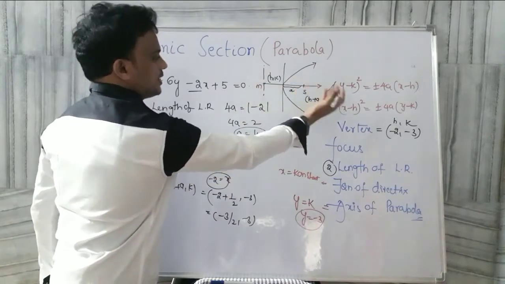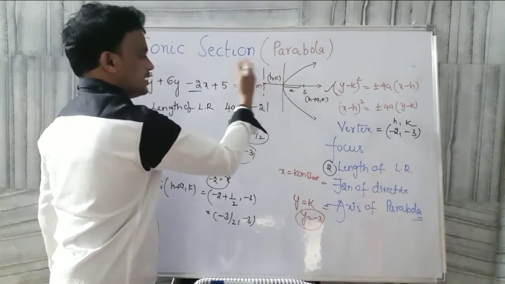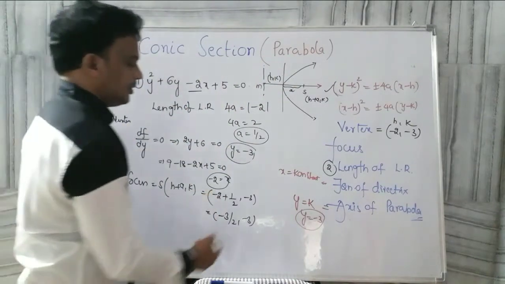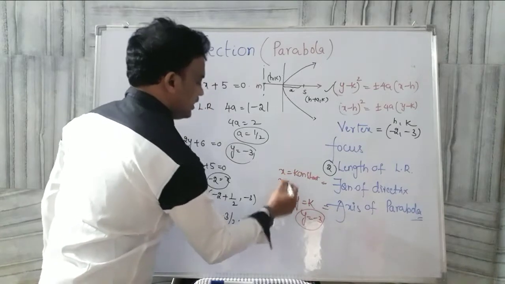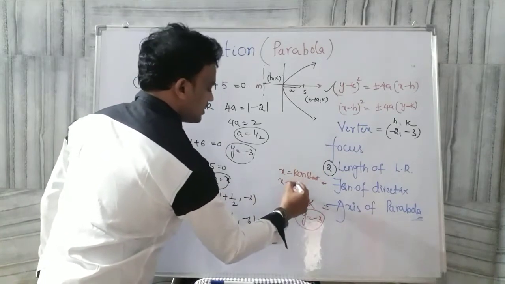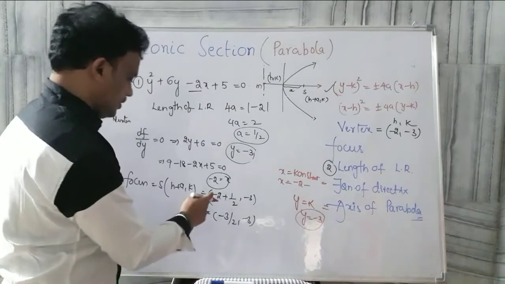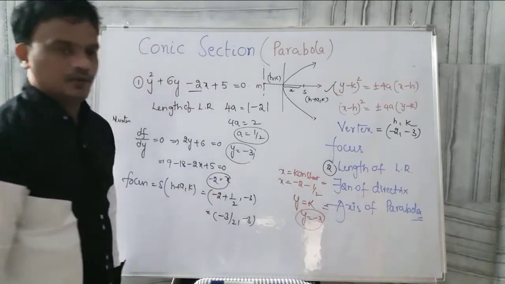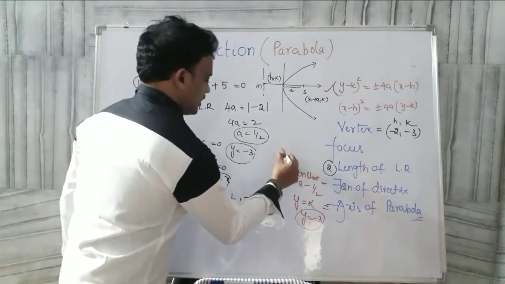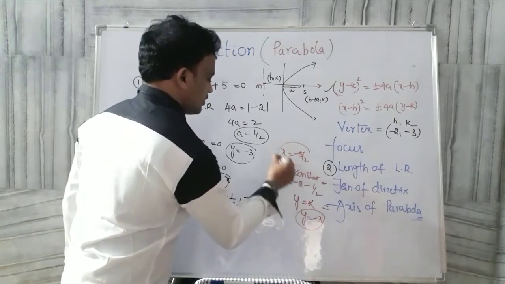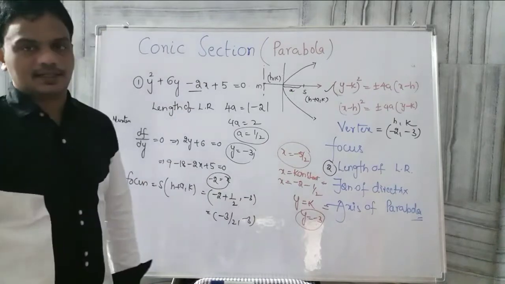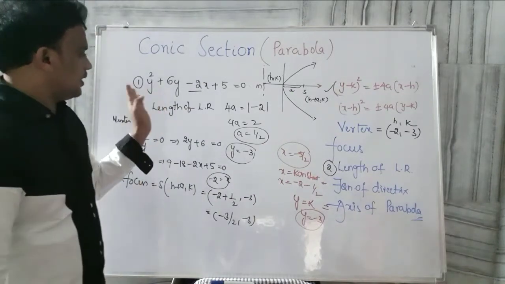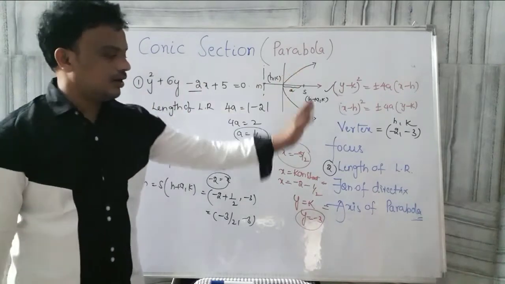So S is h plus a comma k, and here m is h minus a comma k. So the x coordinate is h minus a. h minus a is minus 2 minus 1 by 2, which is minus 5 by 2. So I can write x equals minus 5 by 2. This is the equation of the directrix. Like this, whenever the parabola equation is given, we can find all of these.